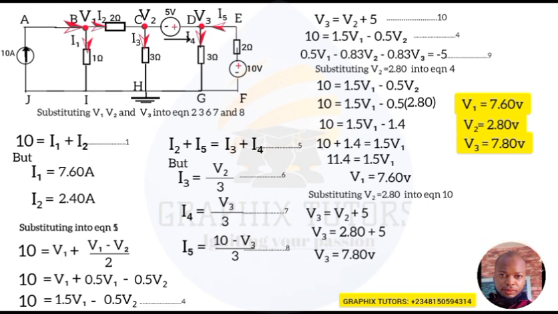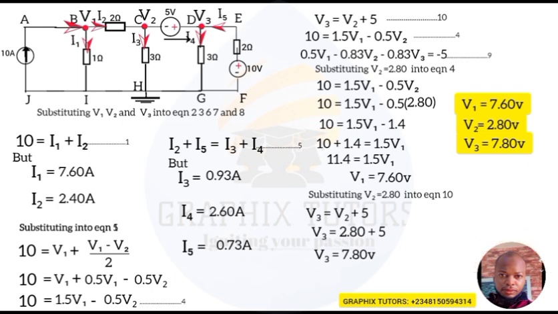I3, if you substitute into equation 6, which is I3 equals V2 all over 3, and the value of V2 is 2.80 all over 3, that will be equal to 0.93 amperes. I4, the next equation, is I4 equals V3 over 3, and the value of V3 is 7.80 divided by 3, which will give us 2.6 amperes. For the next equation, equation 7, is I5, and I5 is equal to what? 10 minus V3 all over 3. That will be equal to what? 10 minus the value of V3, 7.80, divided by 3.